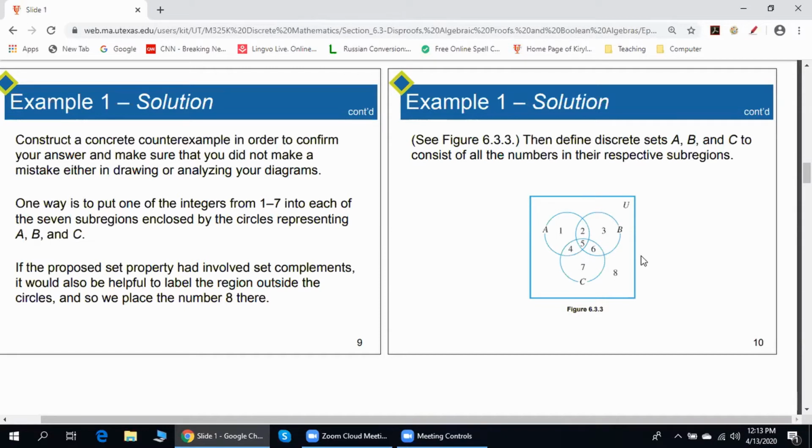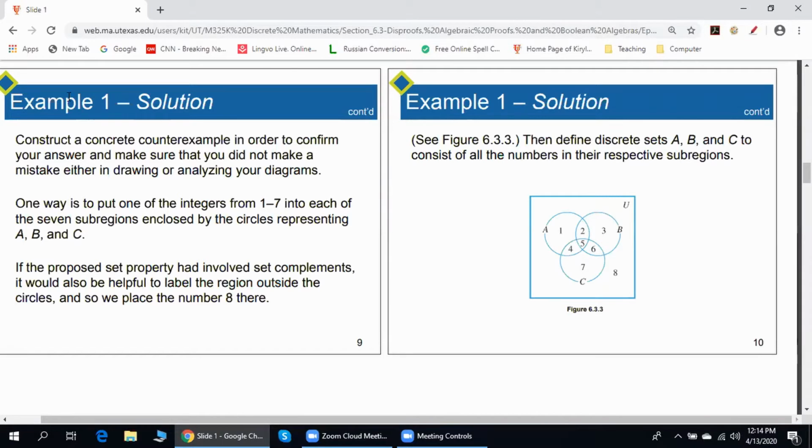By the way, we can use this method in order to check if our identity is true. We draw a Venn diagram, we put numbers. If everything is fine, then try to prove it. If you see that we get a contradiction, here's a counterexample.